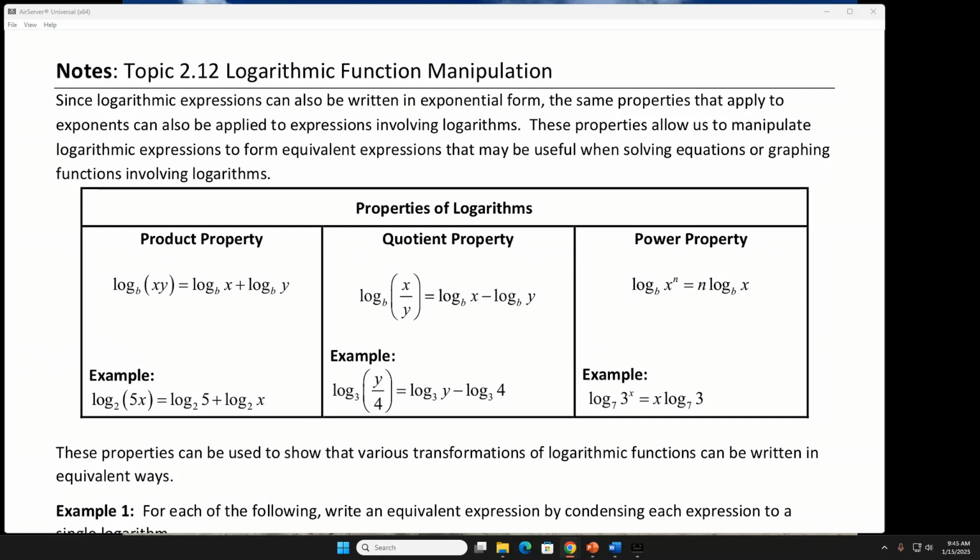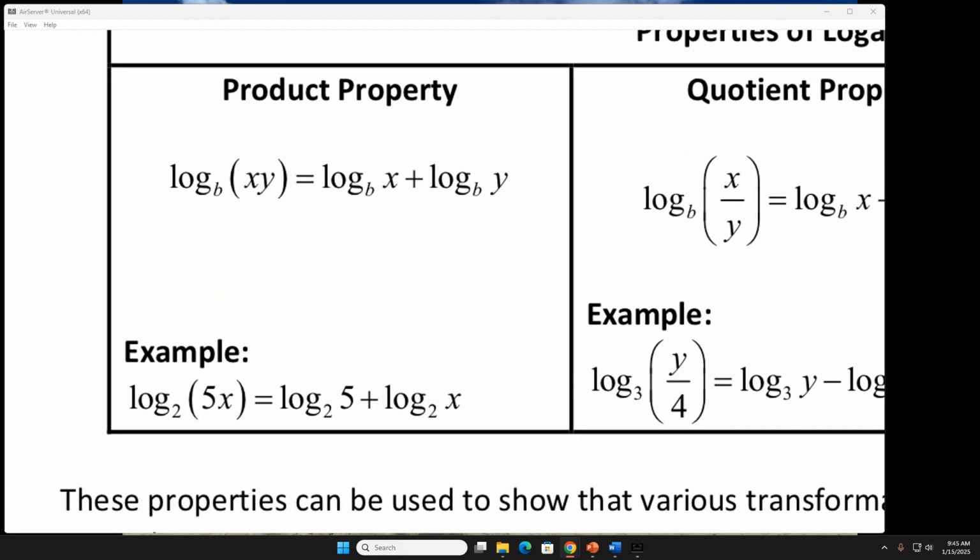All right, so today we're going to use some properties of logarithms that you don't know yet, but you will, to manipulate logarithmic expressions. And so the properties of logarithms are very related to the properties of exponents. So there is a product property for logarithms.